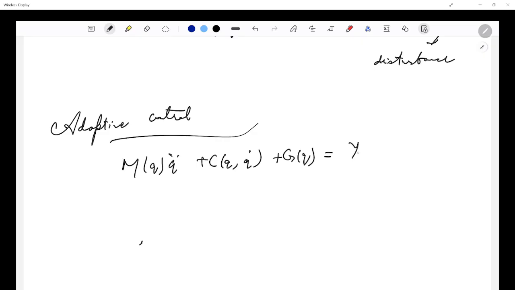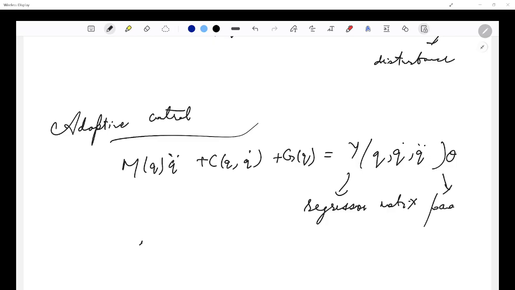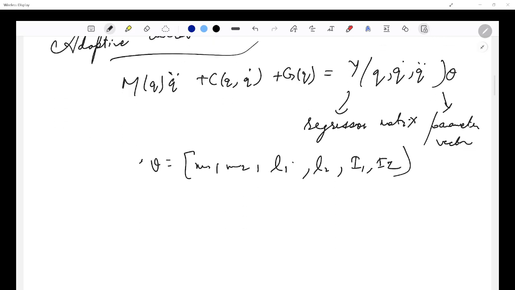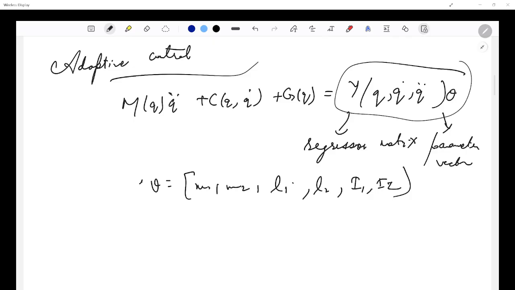Instead of torque, we now have Y(q, q dot, q double dot) times theta, where Y is a regressor matrix and theta is the parameter vector. Theta is basically m1, m2, l1, l2, I1, I2, etc., for tooling. So your adaptive control law basically becomes this: your torque is equal to this.